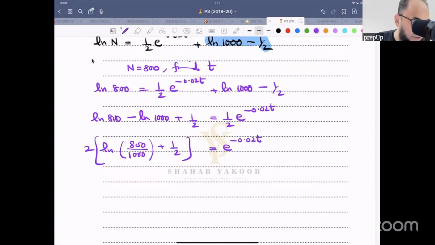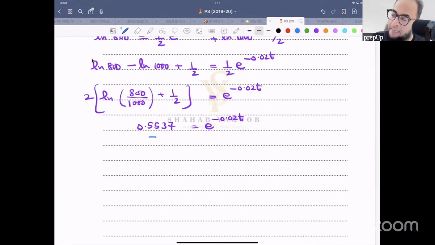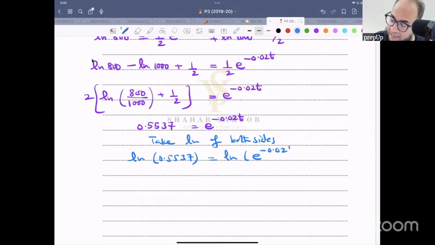Now this calculation, I just did it before so that life becomes easier for me and for you. So after the division, this value is coming out to be 0.5537. This is e raised to the power of negative 0.02t. Now take ln of both sides. When I take ln of both sides, ln of 0.5537 is equal to ln of e raised to the power of negative 0.02t.